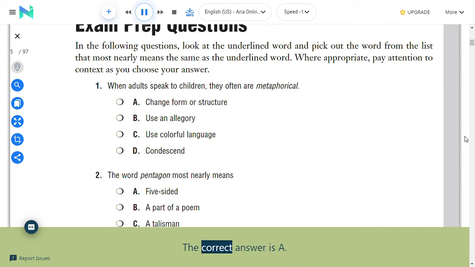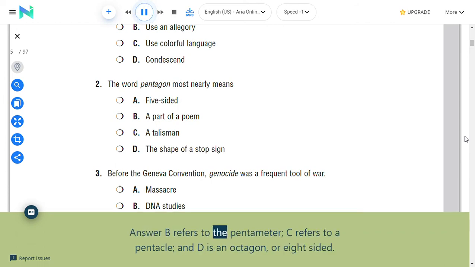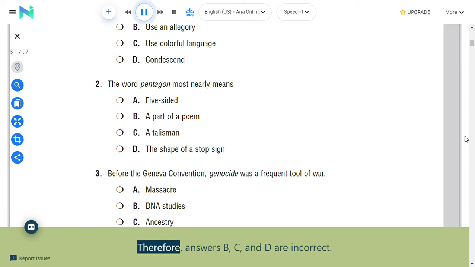2. The correct answer is A, pentagon means five-sided. Answer B refers to the pentameter, C refers to a pentacle, and D is an octagon, or eight-sided. Therefore, answers B, C, and D are incorrect.